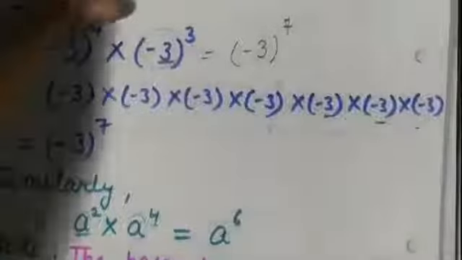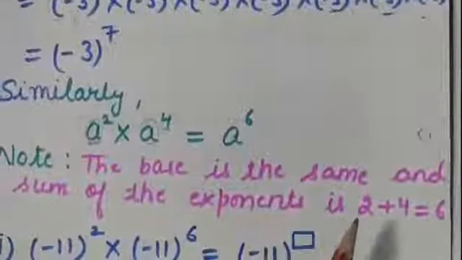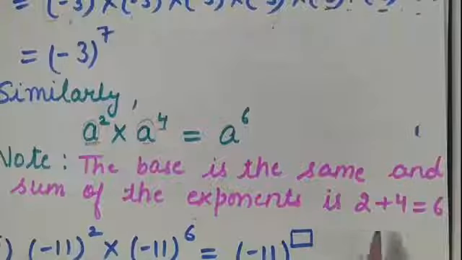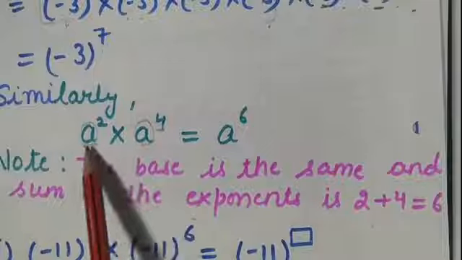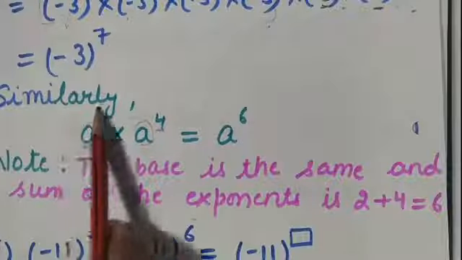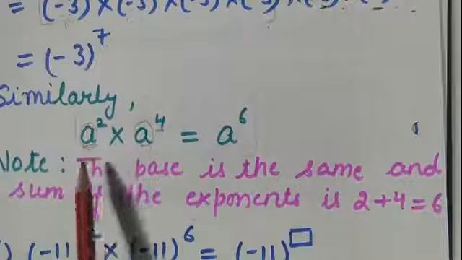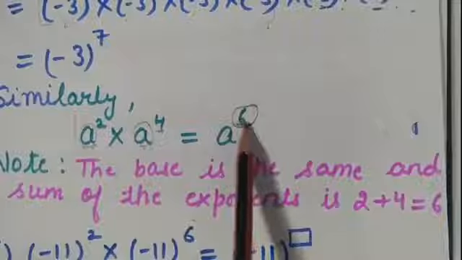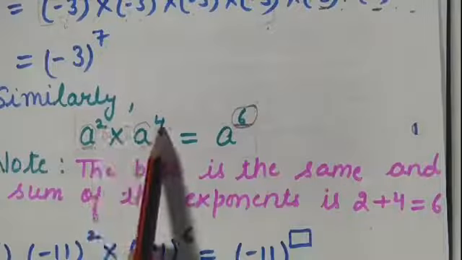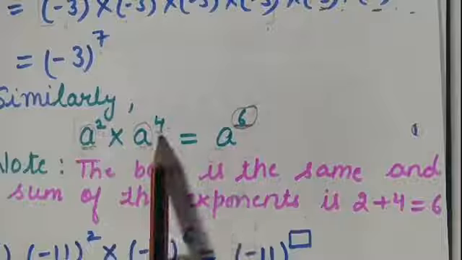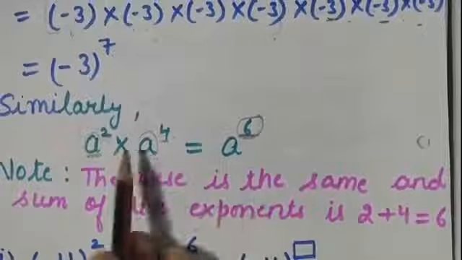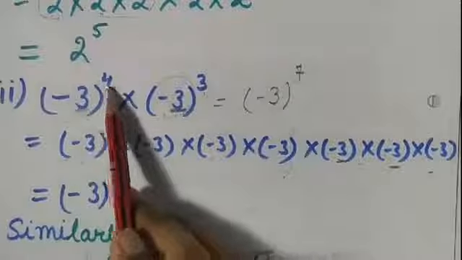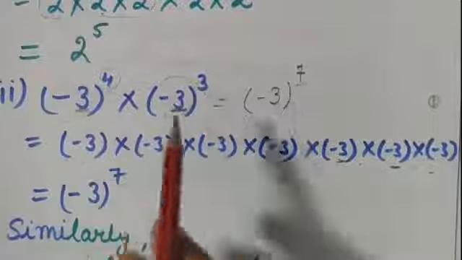So the base is the same and the exponent is the sum of the exponents: 2 plus 4 is equal to 6. Taking this particular example, I observe that the base is the same, and the exponent I get is equal to the sum of these two exponents. 2 plus 4 is 6. Let us consider the previous examples also. The bases are the same and the powers are being added to get the result.